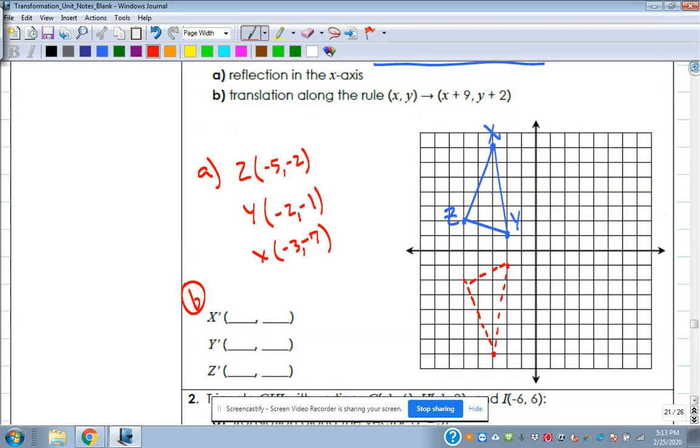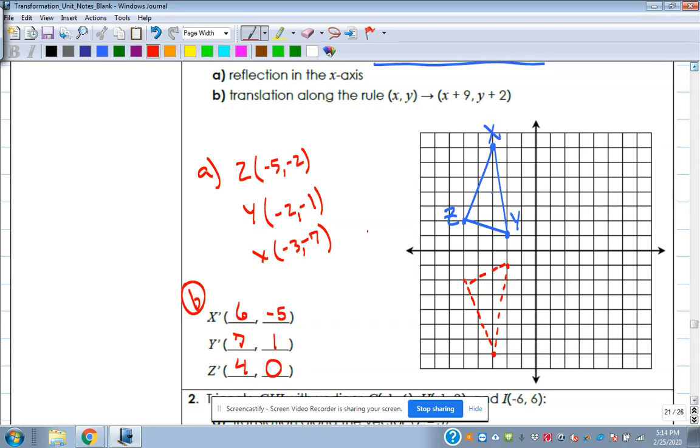And then the next transformation they said is, slide it to the right 9 and up 2 by adding 9 to the x's and adding 2 to the y's. So add 9 to -5, it'd be 4. And then add 2 to y, so it'd be 0. That's z, 4, 0. And then x would be 6, -5. Y would be -2 plus 9 is 7, and then -1 plus 2 is 1.